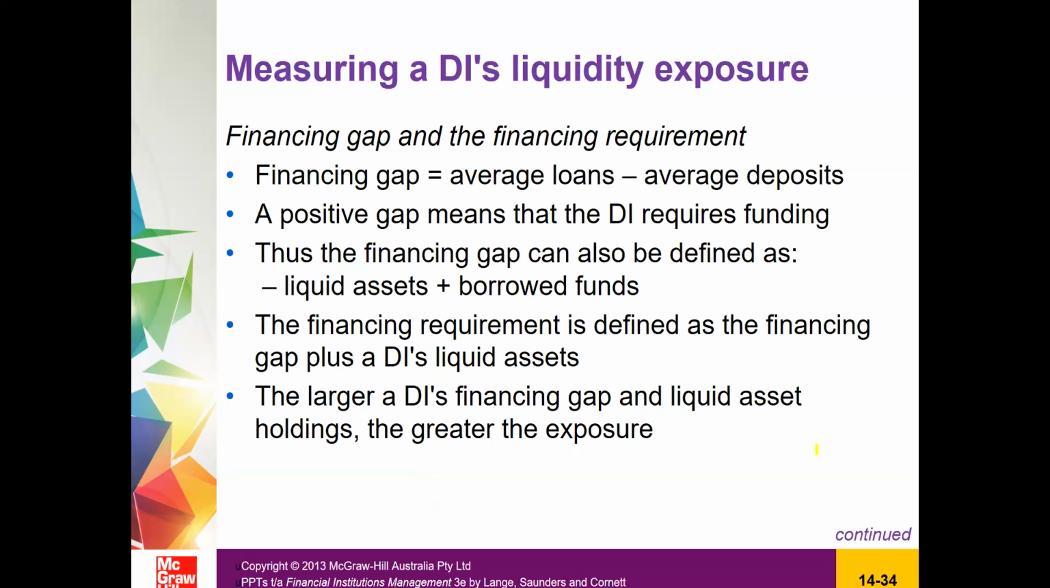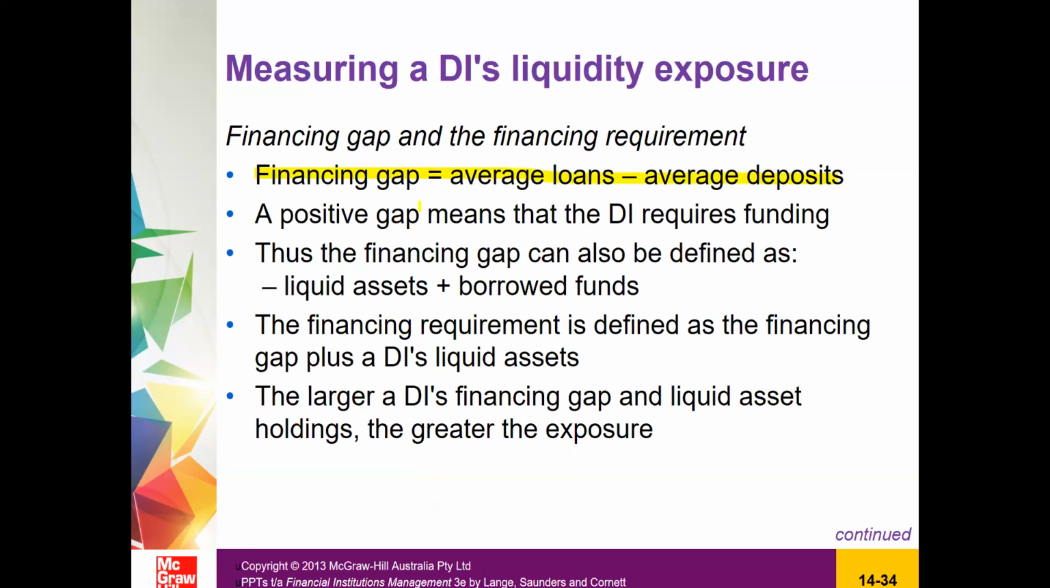So we define the financing gap as the difference between a depository institution's average loans and average deposits. If this financing gap is positive, it means that the average loans are higher than the average deposits, then the depository institution must fund it by using its cash or other liquid assets and/or borrowing funds in the money market. So the financing gap essentially will be liquid assets plus borrowed funds.